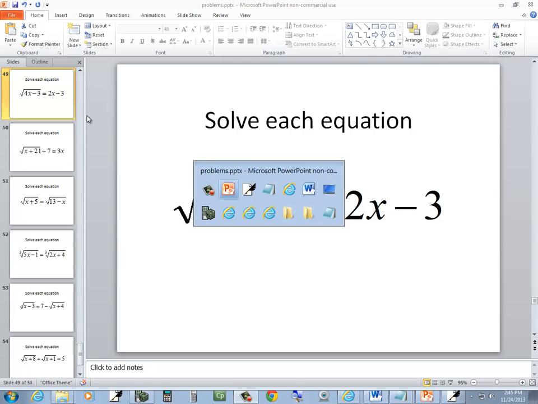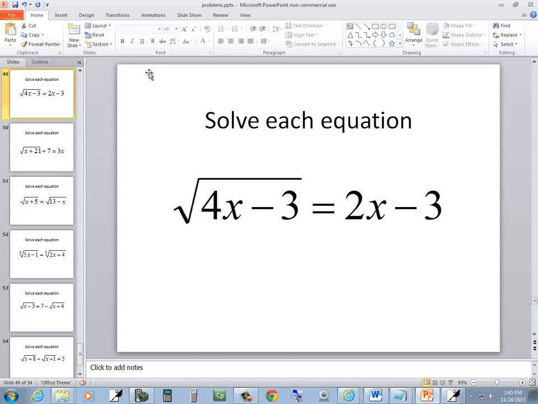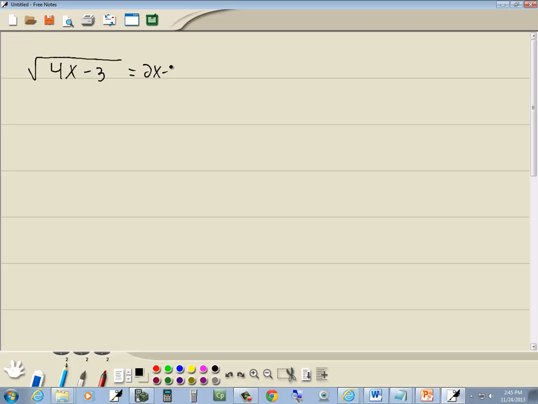Take a look at this problem. We've got the square root of 4x minus 3 is equal to 2x minus 3. Okay, step 1, get the radical by itself. Now it's by itself. There's no numbers in front of it, no numbers after it. Actually, there's nothing in front of it, nothing after it.